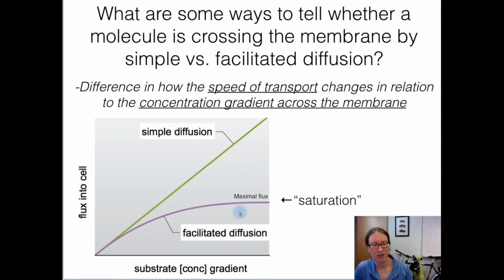And so that point of maximal flux, shown here, is also referred to as the saturation point for those carrier proteins. They're saturated and they're full, they're clogged, they physically cannot transport anything faster than that.